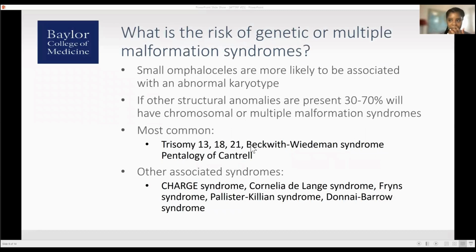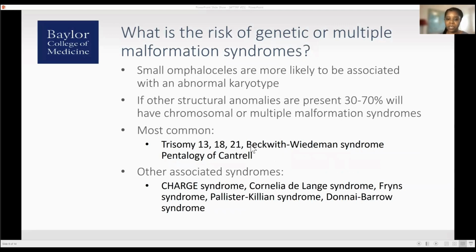So given this common association with structural anomalies, there's also an increased risk of genetic or multiple malformation syndromes. And actually, a small omphalocele is more likely to be associated with an abnormal karyotype, but if structural anomalies are present, there's a 30 to 70% chance that there will be a chromosomal or multiple malformation syndrome.